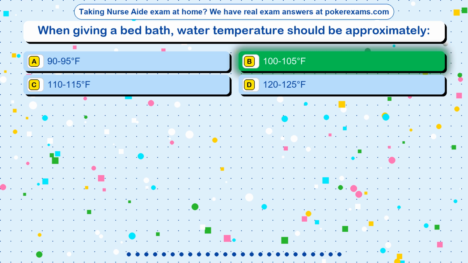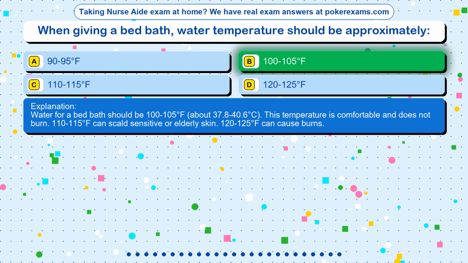The correct answer is option B, 100 to 105 degrees Fahrenheit. Water for a bed bath should be 100 to 105 degrees Fahrenheit, about 37.8 to 40.6 degrees Celsius. This temperature is comfortable and does not burn. 110 to 115 degrees Fahrenheit can scald sensitive or elderly skin. 120 to 125 degrees Fahrenheit can cause burns.